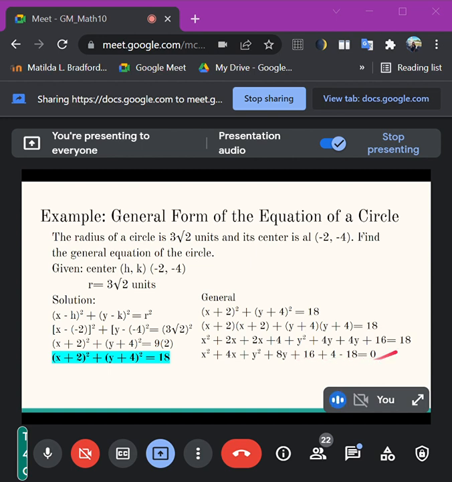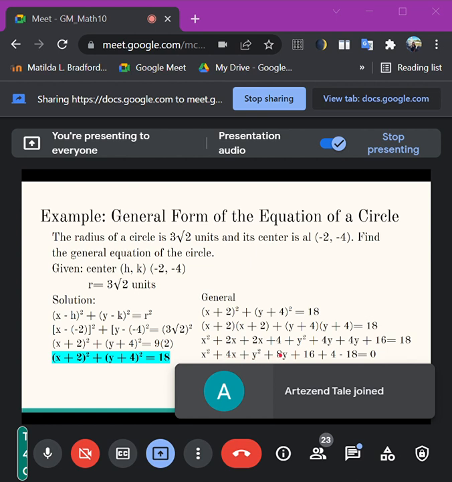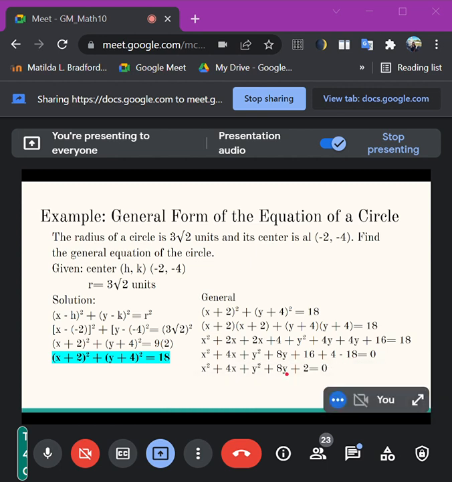And then, it is equated to 0, which means we moved the 18 to the left side. So it becomes negative 18. Okay? And now we can simplify. So you will have 16 plus 4 minus 18, that is 2. So for your general equation, you will have x squared plus y squared plus 4x plus 8y plus 2 equals 0. And that would be your expanded form or your general form of the equation.